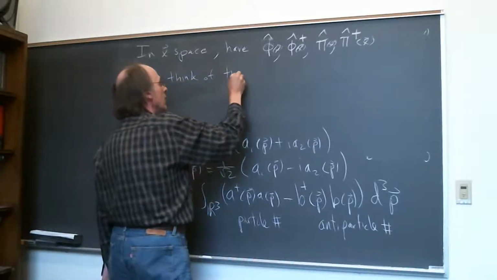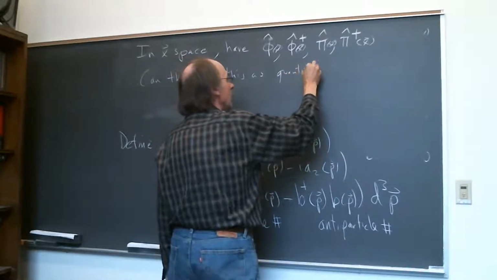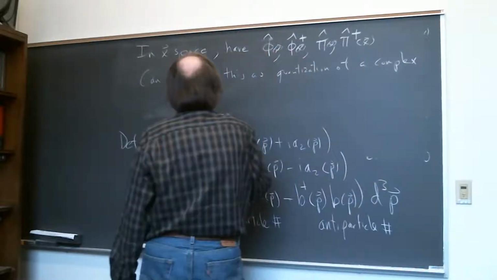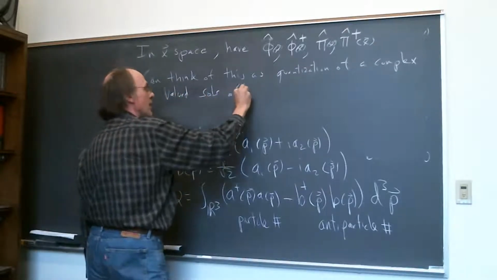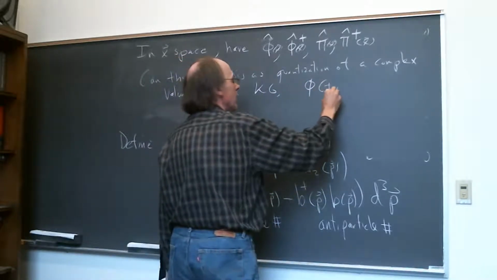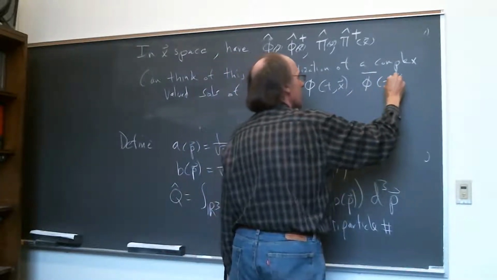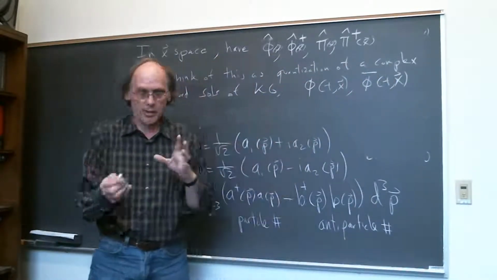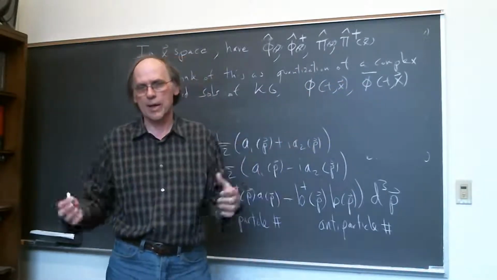This as a quantization of a complex valued field. And then you have phi, the X vector, and phi bar. So if you want, you can go back to work classically with your phase space. Well, now the coordinates in this phase space are complex.